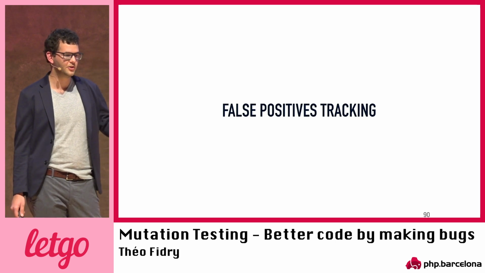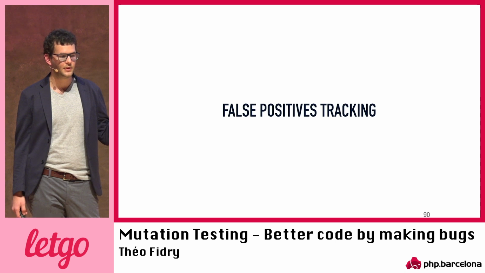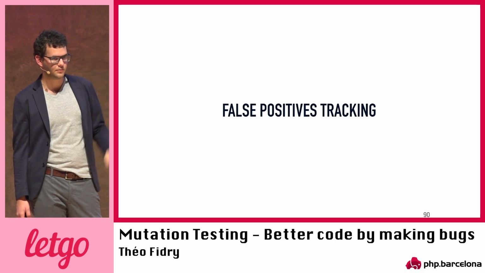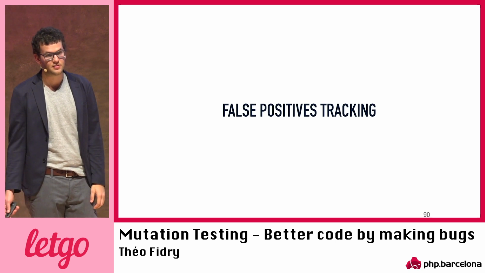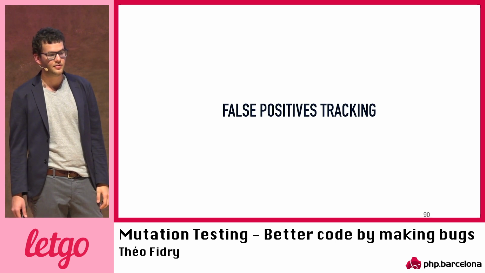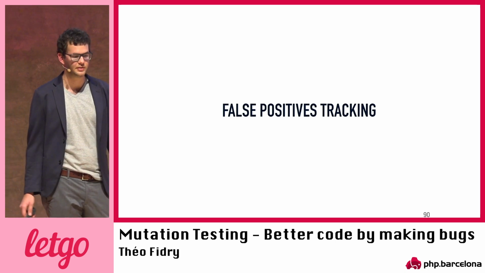So if you're trying Infection and you find that you have a lot of false positives and it's hard to track them, you can open an issue so that we can talk about it. Basically, the Infection core team is not going to try to solve a problem if there is no complaint about it.